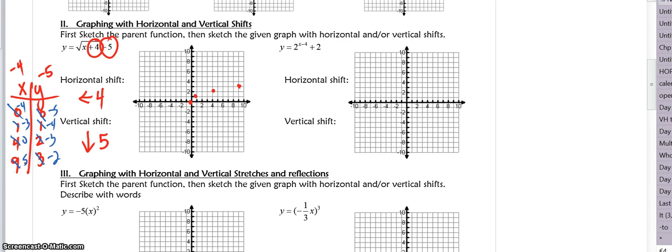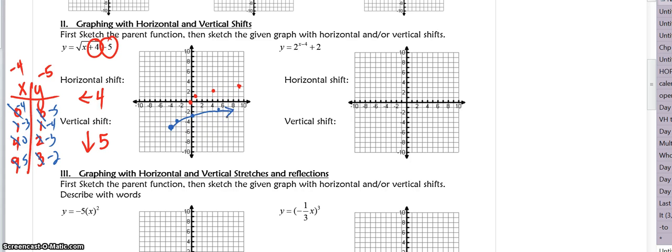So now I just have to plot those points. Or I could think about it as taking each one of these points and moving them left 4, 1, 2, 3, 4, and down 5, 1, 2, 3, 4, 5. So you could just check and see, is that one of your ordered pairs that we wrote? And it should be. It is the ordered pair -4, -5. So basically you would just move each one of those pairs. We have the point -3, -4. We have the point 0, -3, and we have the point 5, -2. So when I'm done, I get the square root function.